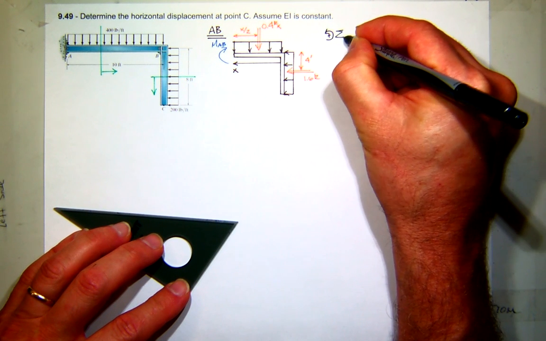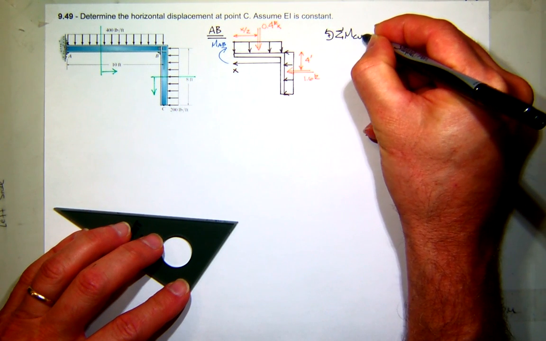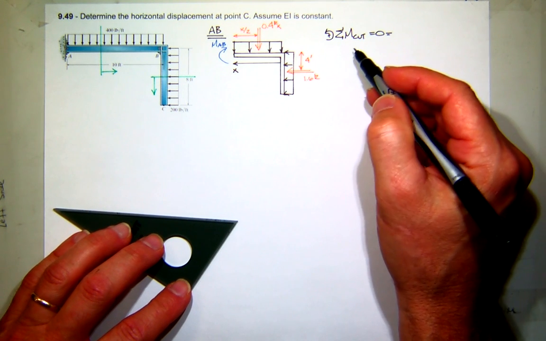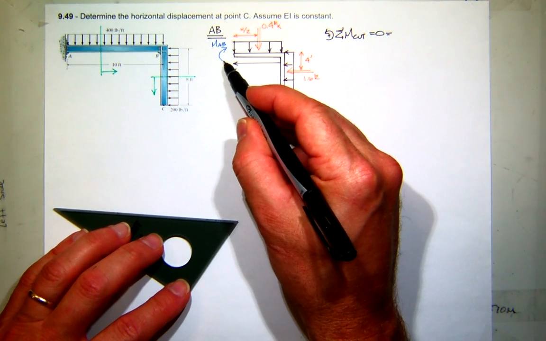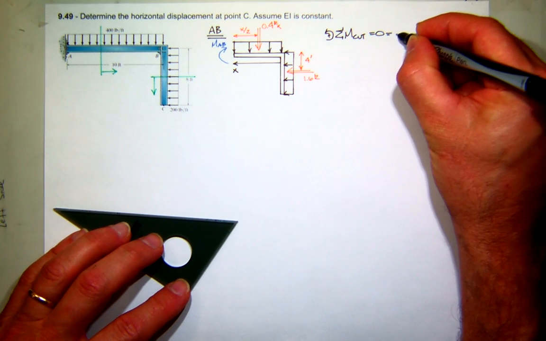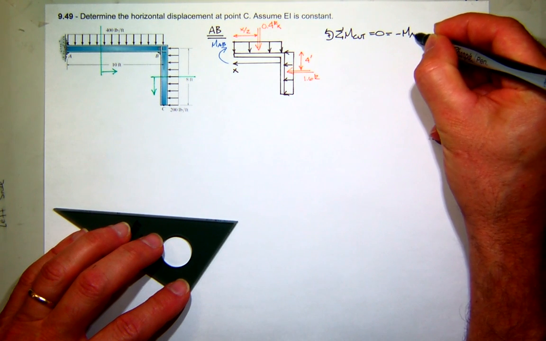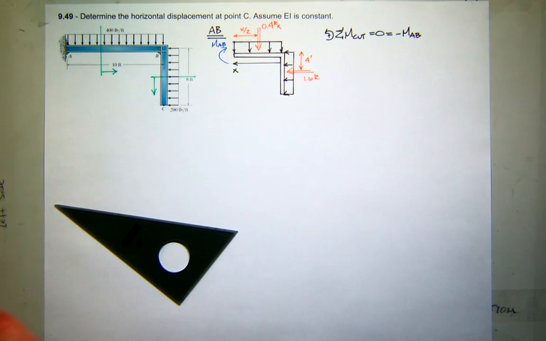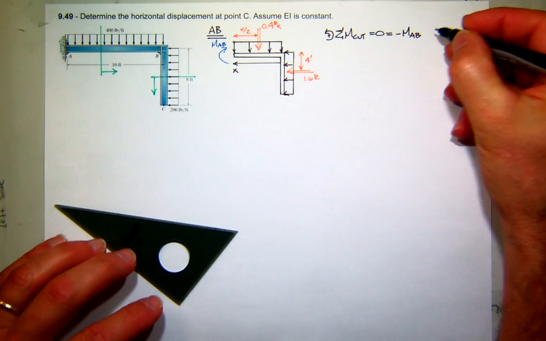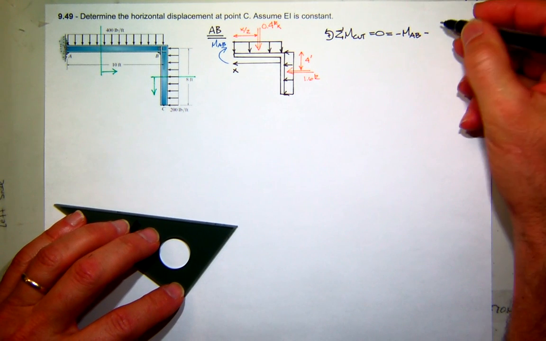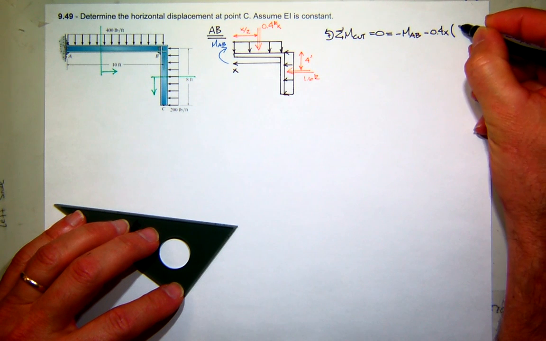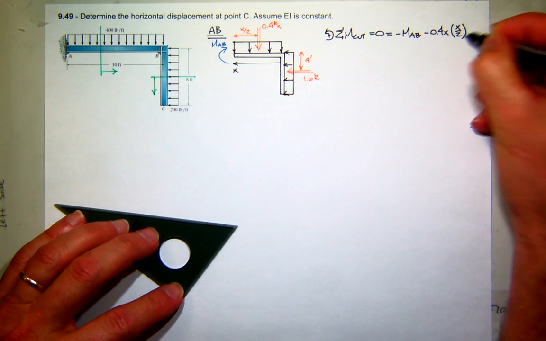So now I can come in here and sum my moments at the cut. I'm using right-hand rule for my sign convention. Make sure everything's in equilibrium. So starting here at the cut, what kind of moment is that? That's a negative. So I've got negative the moment in AB at that cut. What about this 0.4x force? Positive or negative moment about the cut? Negative. So I've got negative 0.4x is the force, and the moment arm is x over 2.